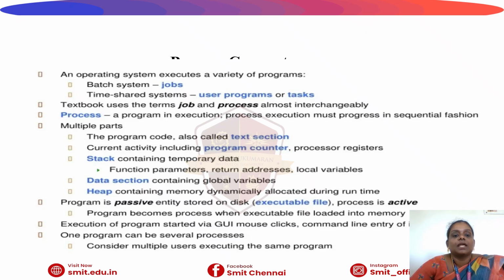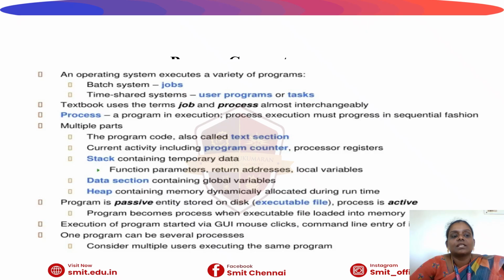Process concept. An operating system executes a variety of programs. A process is a program in execution. In simple words, we can say that a program is a recipe, and a process is cooking the recipe. So it is nothing but recipe is a program and process is cooking the recipe.